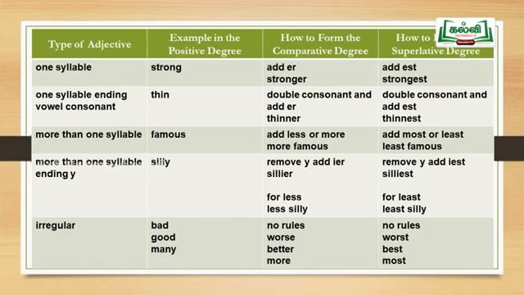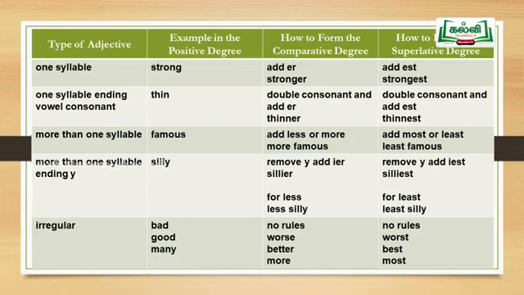One syllable word. In lower class you would have studied about syllabification. In syllabification, you have studied monosyllabic word, that is a one syllable word. When there is a one syllable word, you add ER to the comparative degree and EST to the superlative degree. Strong, stronger, strongest.